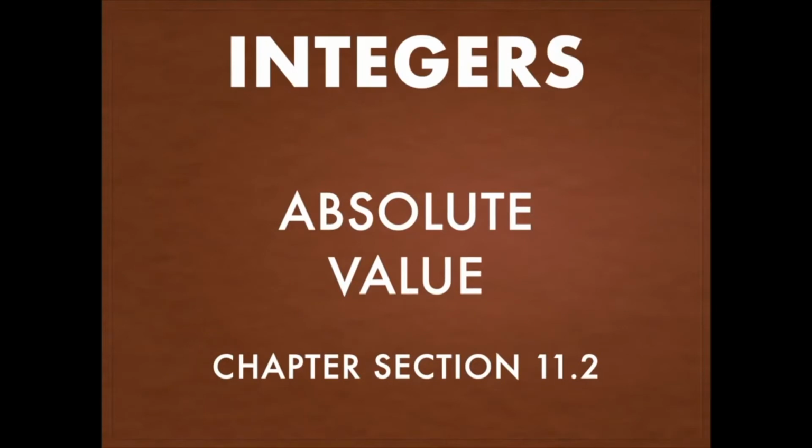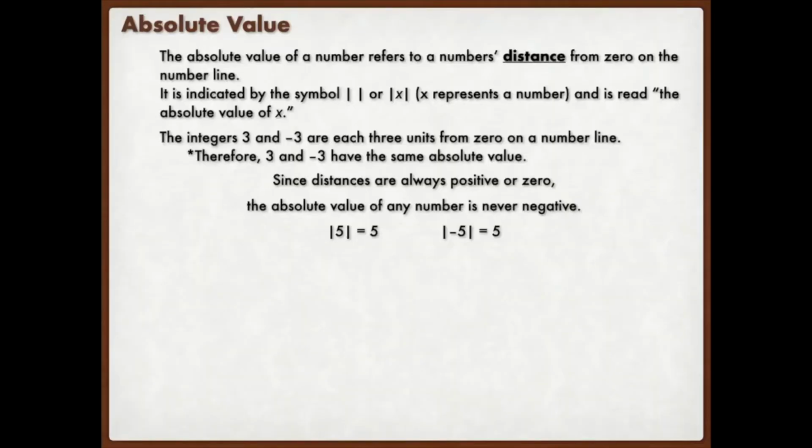Now we're going to move into absolute value of integers. Absolute value refers to the number's distance from 0 on the number line. So if a number is 3, there's going to be 3 spaces. If the number is -3, it's going to also be 3 spaces from that 0.